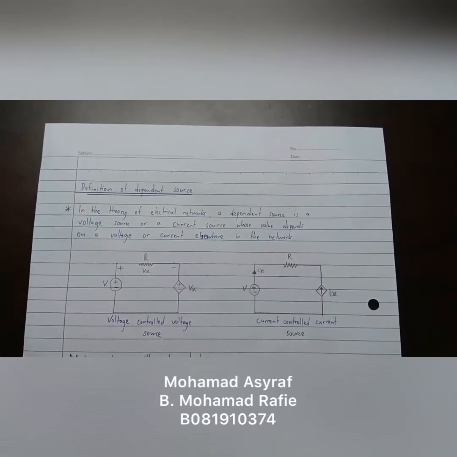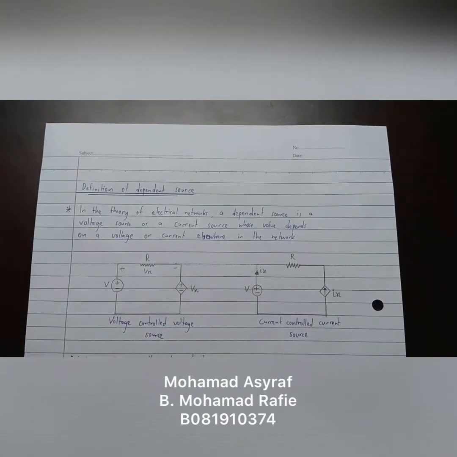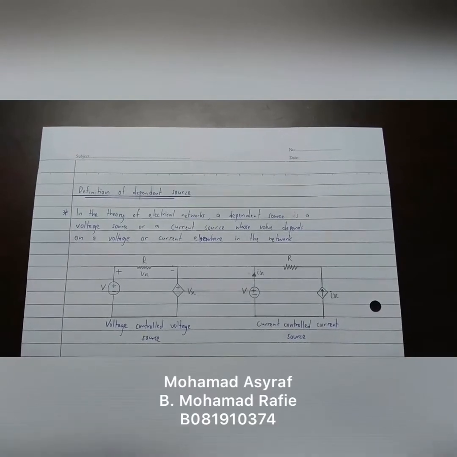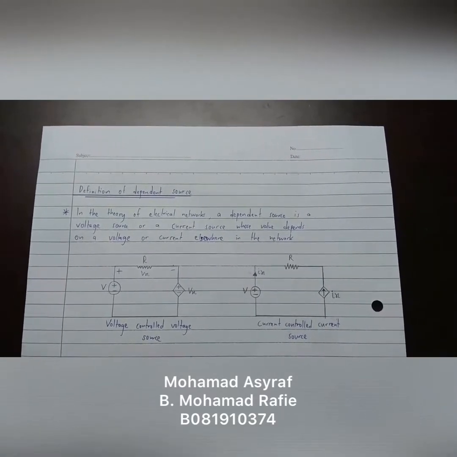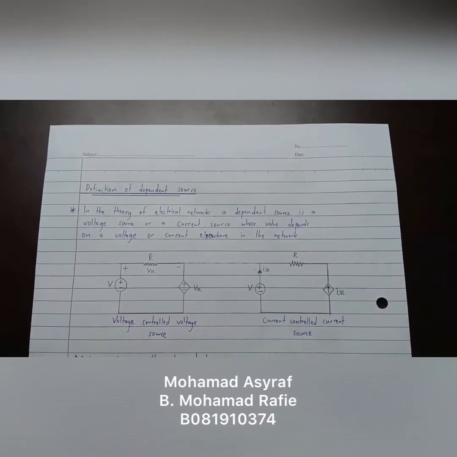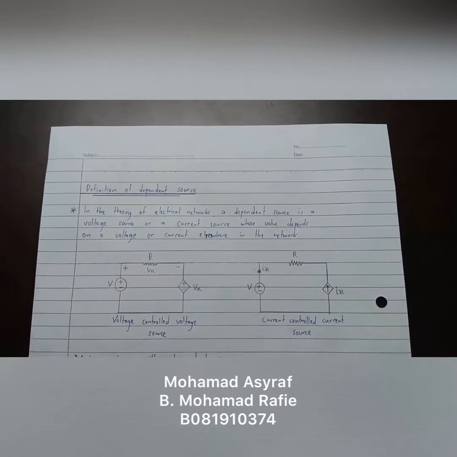Hello there. Today I want to talk about the definition of dependent source. In the theory of electrical networks, a dependent source is a voltage source or a current source whose value depends on a voltage or current elsewhere in the network.